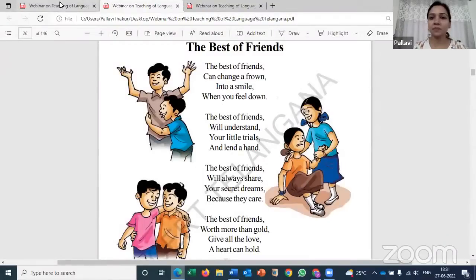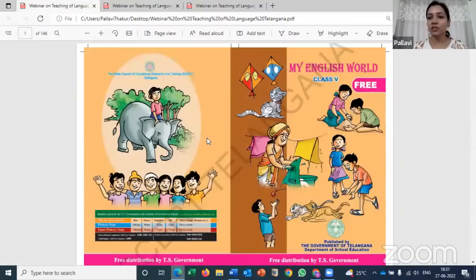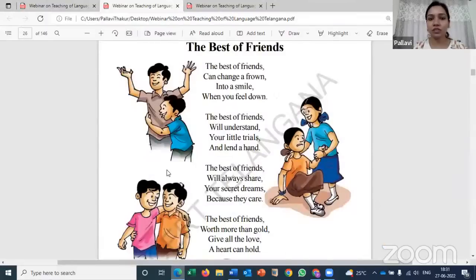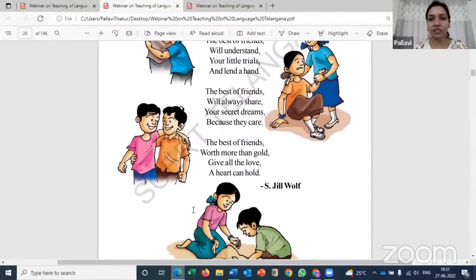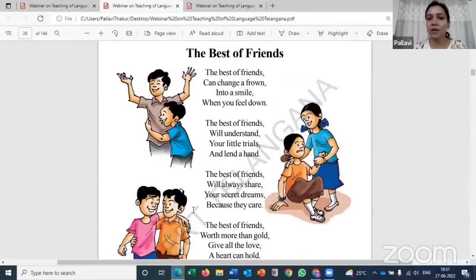So this text is from My English World. It's the English textbook for class 5th, which you have been using. I have chosen this poem. It is given on page number 18 of the textbook. It is called The Best of Friends. So in the rest of the discussion, I'm going to reflect on what can be done when you come across a poem like this. All right.